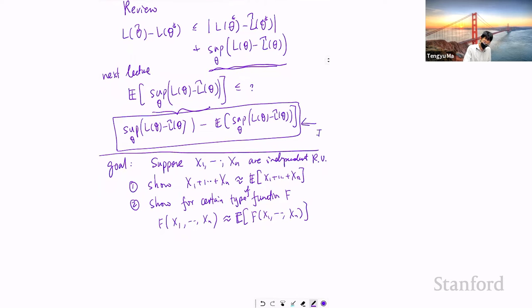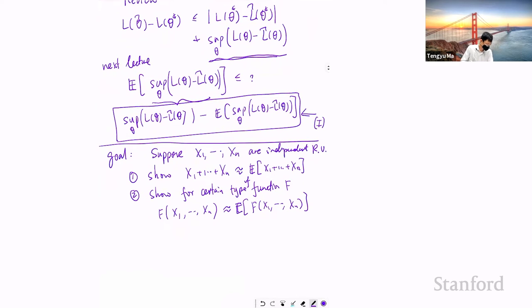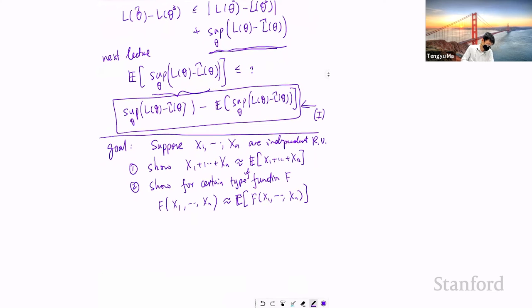And this will be particularly useful for showing this inequality. Let's call this I here. Just to say one, this corresponds to L hat theta being close to L theta, because L hat theta is of the form x1 plus x2 up to xn, and L theta is the expectation of L hat. And the second type of inequality will be useful for proving what I said, this inequality one.